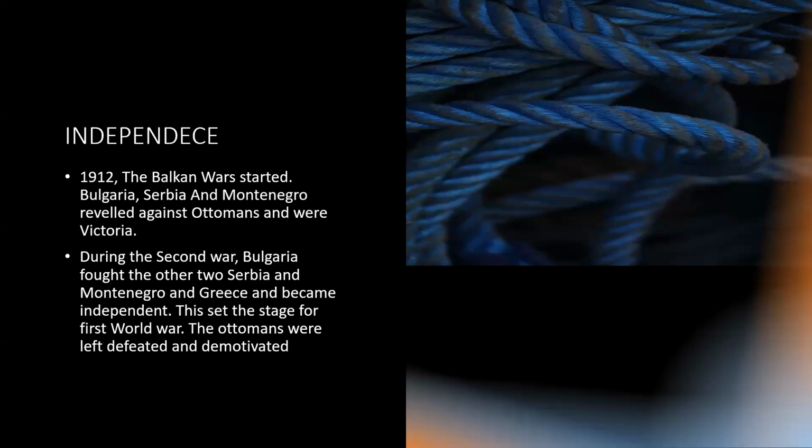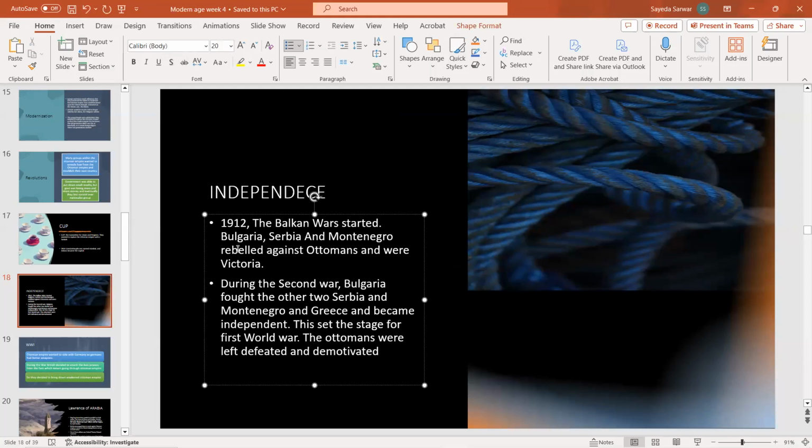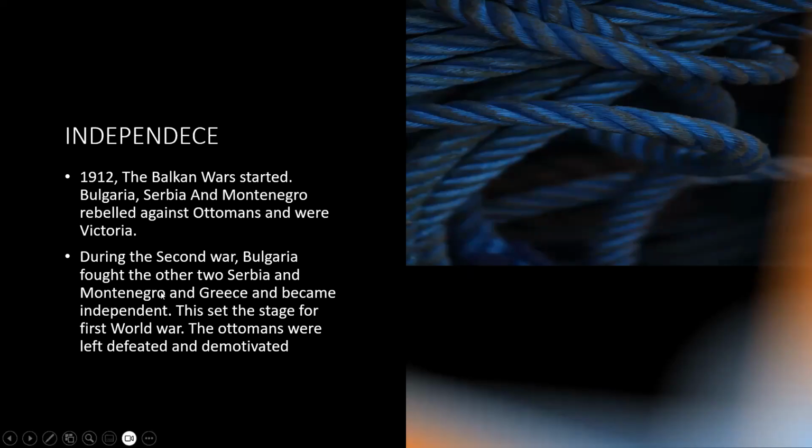All right, now the independence. In 1912, the Balkan War started and Bulgaria, Serbia and Montenegro rebelled, sorry, I am sorry for the mistake here. So they rebelled against the Ottomans, and they were victorious. Okay, and during the second Balkan War, Bulgaria fought the other two, Serbia and Montenegro, and Greece, and became independent. So this set the stage for the First World War. The Ottomans were left defeated and demotivated.